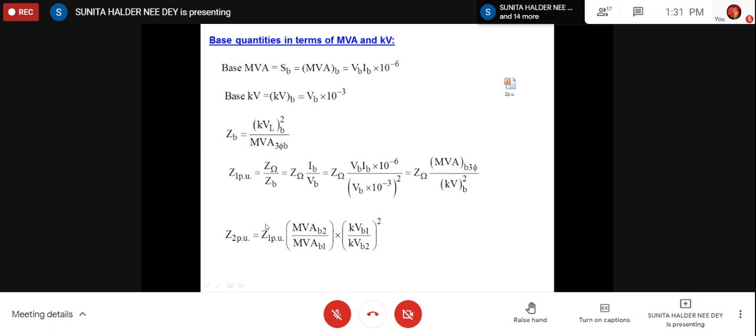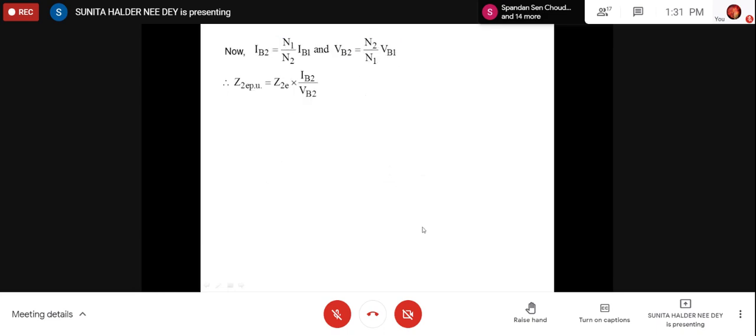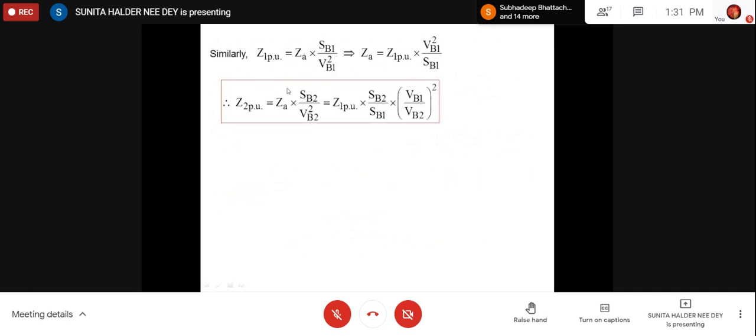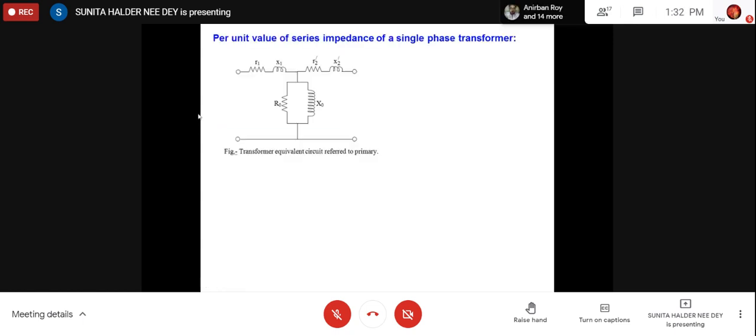I am not explaining. Similarly, if there be any change in base, then for second base, it will be per unit value in first base into MVA of second base by MVA of first base into kV of first base by kV of second base, whole square. This thing I have already derived here. This one we can write in terms of MVA and kV also. When we do a numerical example, then it will be more comfortable for you if you do the calculation in terms of MVA and kV. Both are same. Whatever you feel comfortable, you can do that one.